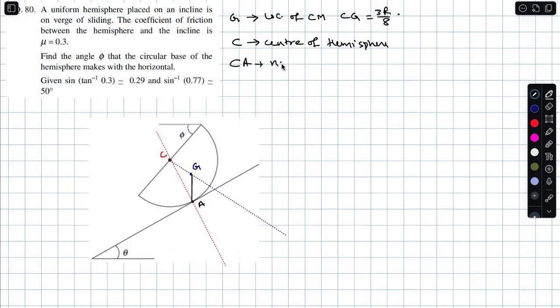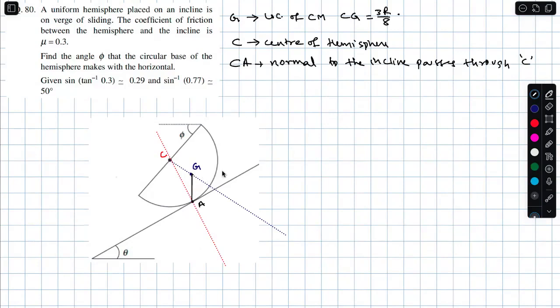CA, normal to the incline, passes through C. Obviously, CA is perpendicular to the inclined plane.